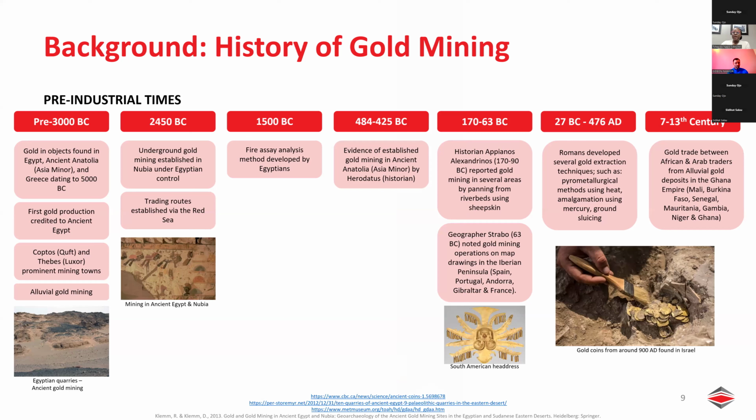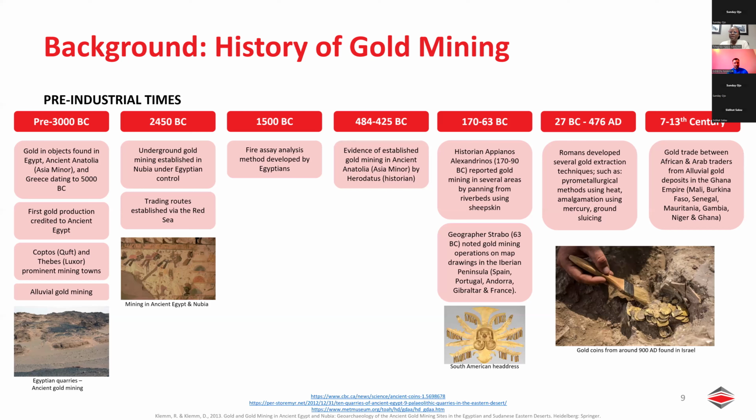But ancient gold production is credited to the ancient Egyptians, who started alluvial gold mining around 3000 BC. By around 2450 BC, they had also established some underground mining operations. Later on, we see gold mining spreading to other parts of the world, even going to the Iberian Peninsula around Spain and Portugal.